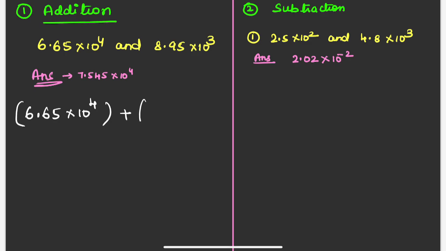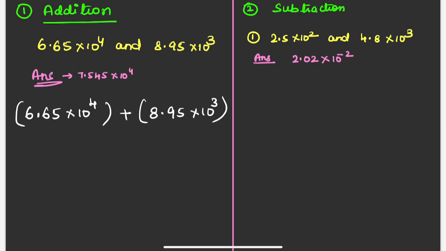plus 8.95 into 10 to the power of 3. Whenever there is addition, what you have to do is make these powers the same. The power should be the same, only then can I add these numbers. To make it equal, either I convert this power to 3, because 3 and 3 will be the same, or I convert this to 4, and 4 and 4 will be the same. Any one you can convert, you will get the correct answer. So let us convert this to 4, because the answer is given in 4.